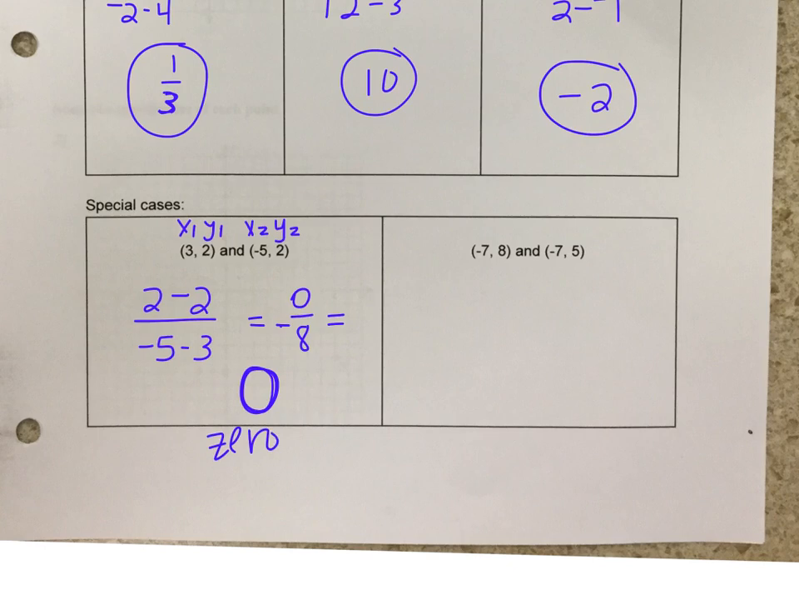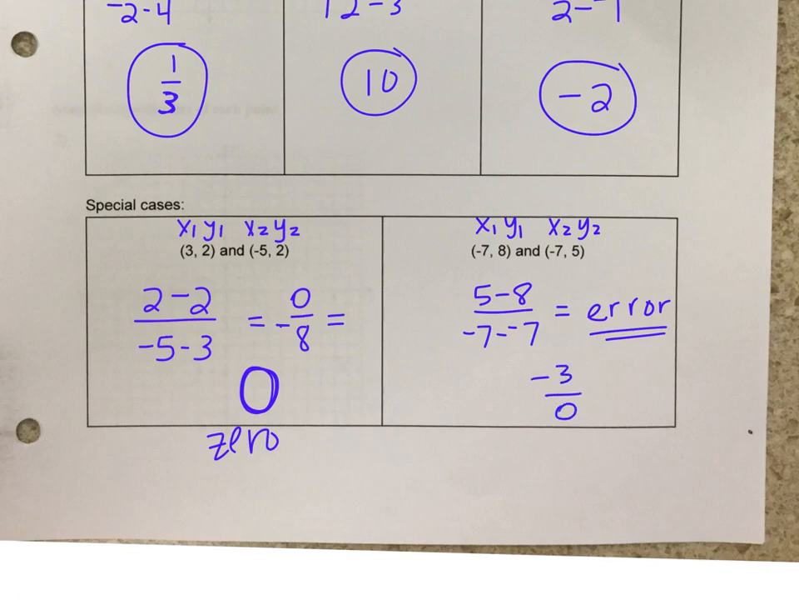0 slope. Let's do this next one. x1, y1, x2, y2. 5 minus 8 over negative 7 minus negative 7. When you type that in your calculator, if you type it correctly, it will say an error. That's because you end up with negative 3 out of 0. So if you have no pizza and you take 3 slices, well, you can't do that because you have no pizza. So this is not possible. So we say that there is no solution. This is undefined.